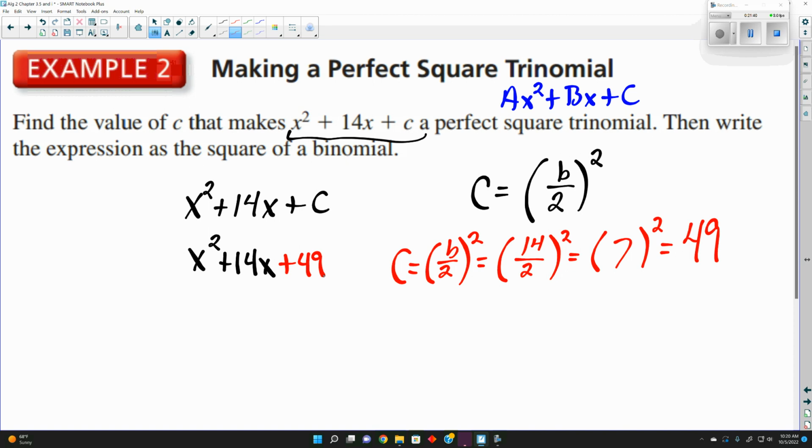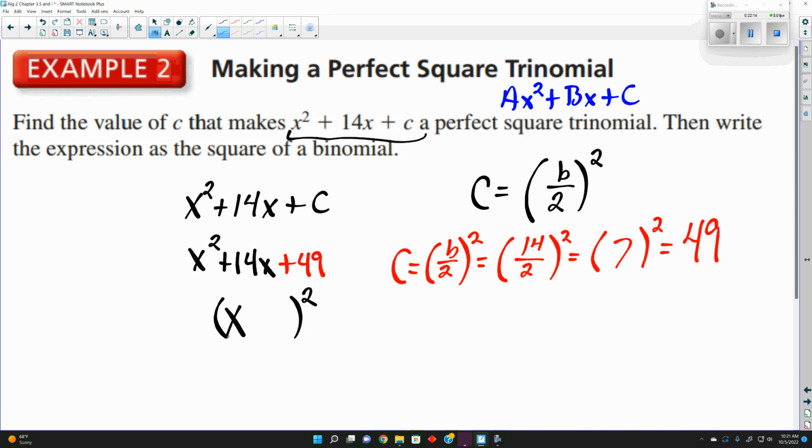Now we need to factor it down to a set of parentheses squared, because that's what we're really trying to get to in solving by completing the square. We need it as a set of parentheses squared, and it's actually easy to get. We know we're going to need x first. Well, this equation's in terms of x, so we will have x. If it had been y squared plus 14y plus 49, we wouldn't put x, we would put y, because that's just the variable we're working in.